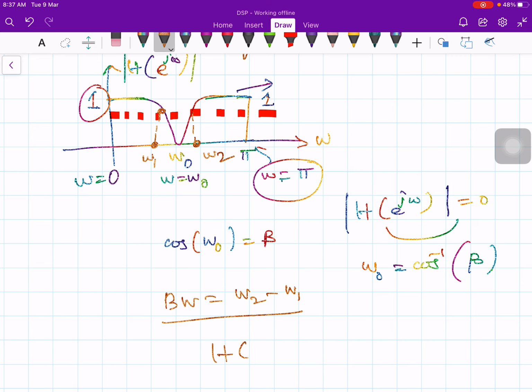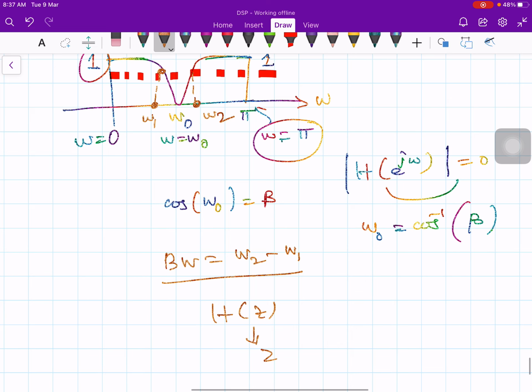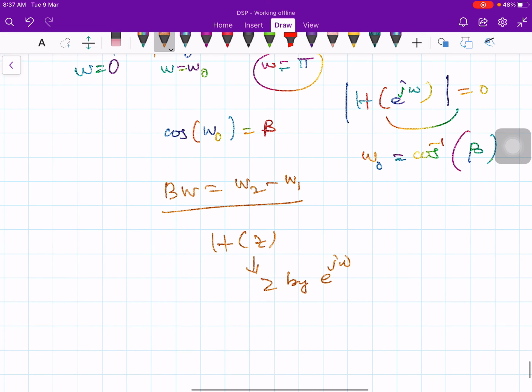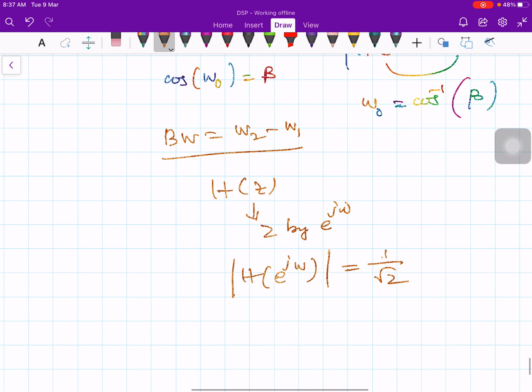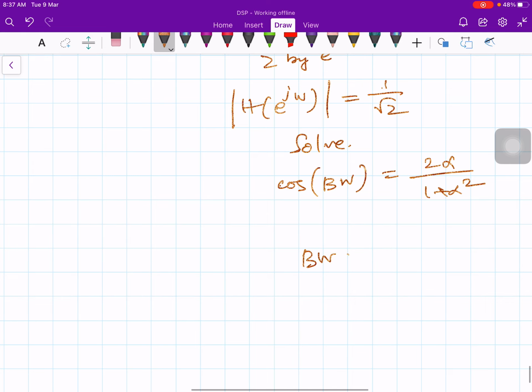You take H(z), replace z by e^(jω), and then you will get H(e^(jω)). Take the magnitude and equate this to 1 over root 2 and solve this, and then you can show that cos of bandwidth is equal to 2α divided by 1 plus α squared, the same expression. Or bandwidth is equal to cosine inverse of 2α divided by 1 plus α squared.